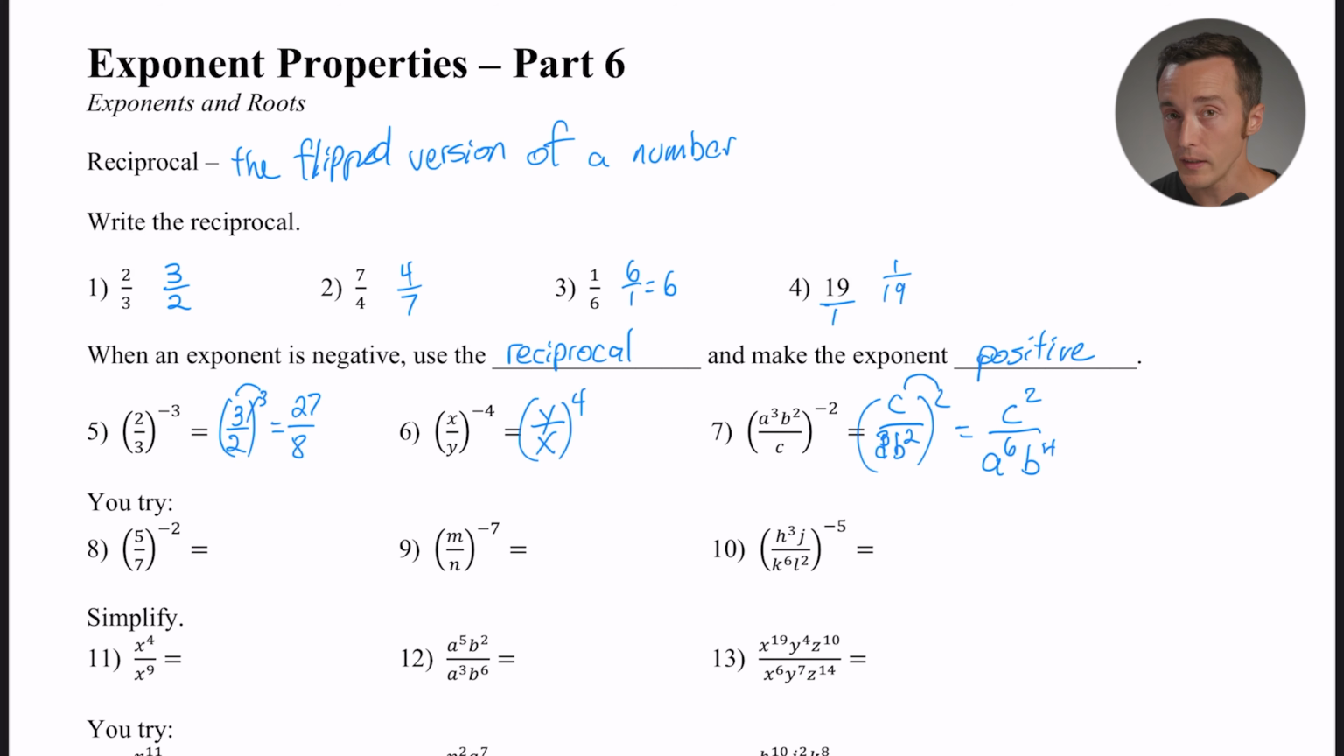Okay, so before these get too complicated, I'm going to have you pause the video now, and I want you to try numbers 8, 9, and 10, and then we'll pick up with number 11.